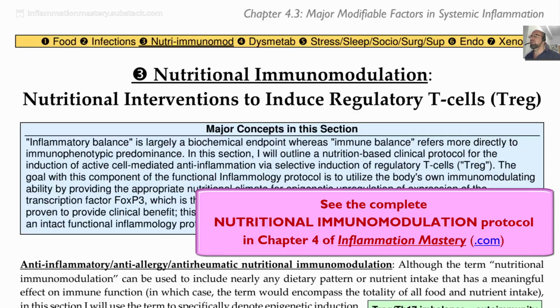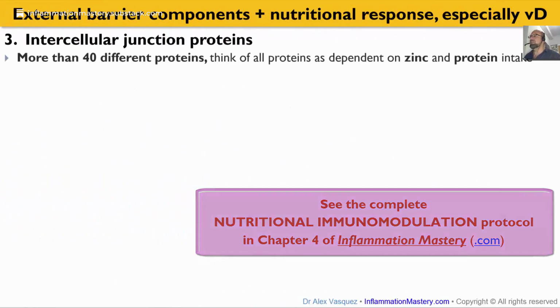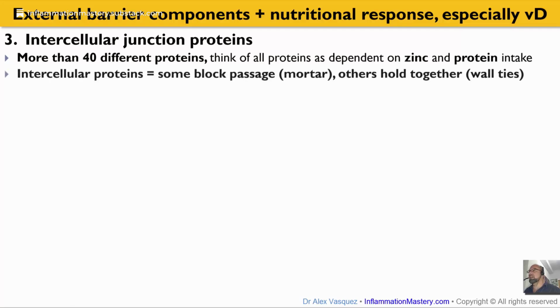Let's look now at component number 3 of these external barriers. These are the intracellular junction proteins. These include more than 40 different proteins, and just like all other proteins, they are especially dependent on zinc and protein intake.